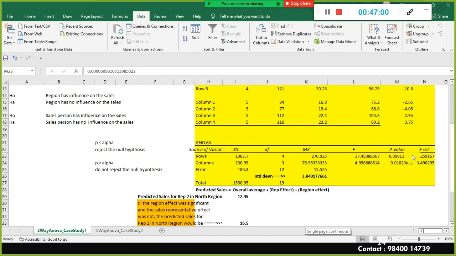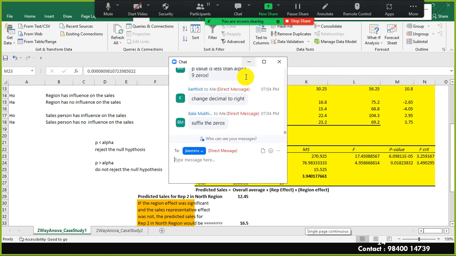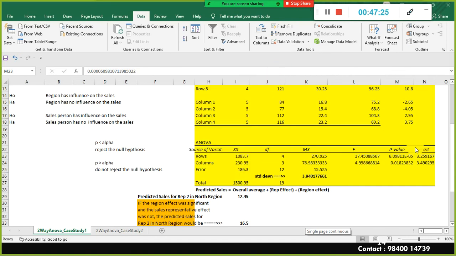So into 10 to the power 5, right? Here, instead of 1 divided by 10 to the power 5, what you do is 6.09811 into 10 to the power 5 directly. So 10 to the power 5, how much? 100,000. 100,000 into 6.08, that's what I know. As Karthik mentioned correctly, shift the decimal to the right and suffix the zeros, right? So you understood. Please remember.